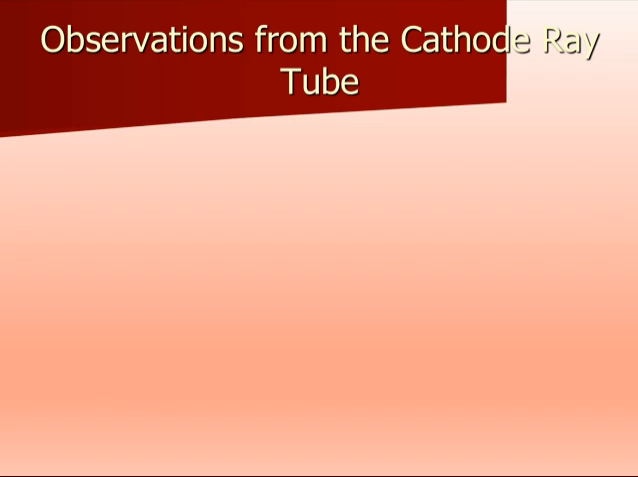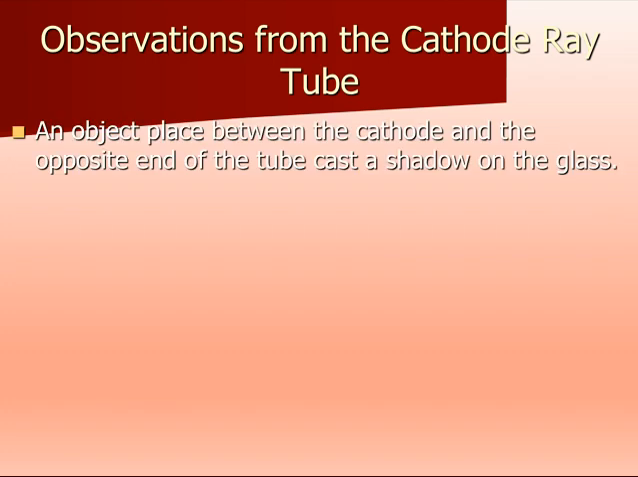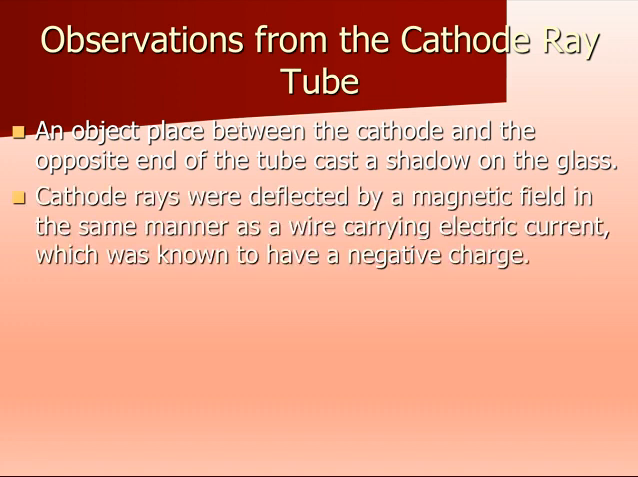Alright, so with that in mind, let's see what we actually found out from this set of cathode ray experiments. These are the observations that were made. An object placed between the cathode and the anode end of the tube cast a shadow on the glass. So if there was an object inside the tube, a shadow would be cast, as though there was some light source on one end of the cathode ray. So there definitely was something moving through the cathode ray and being blocked by that particular object. Second observation, the cathode rays were in fact deflected by the magnetic field in the same manner as a wire carrying an electric current, which was known to have a negative charge.